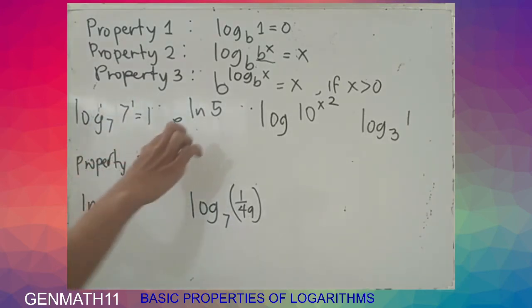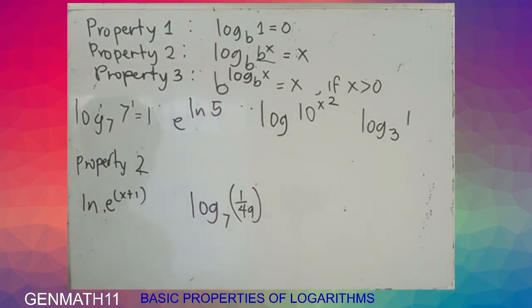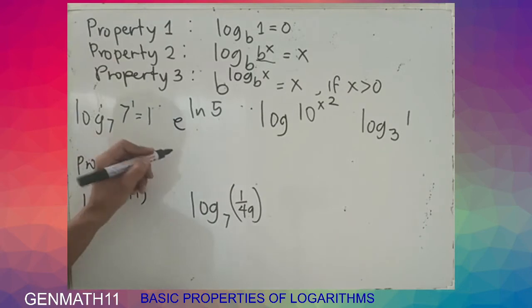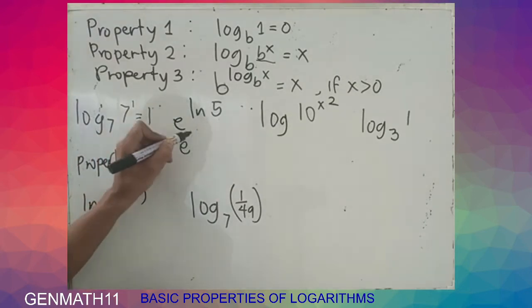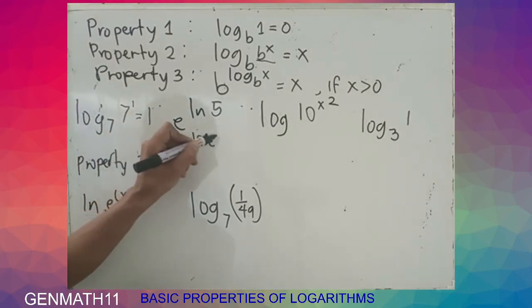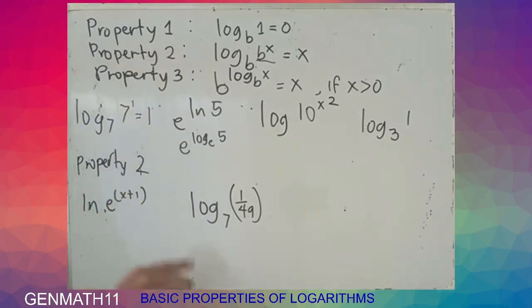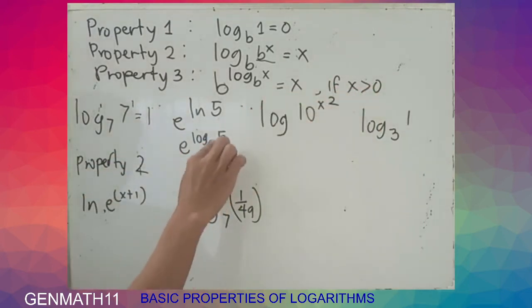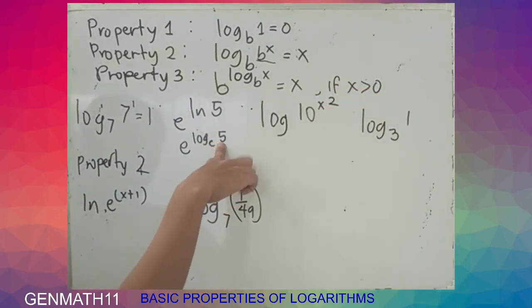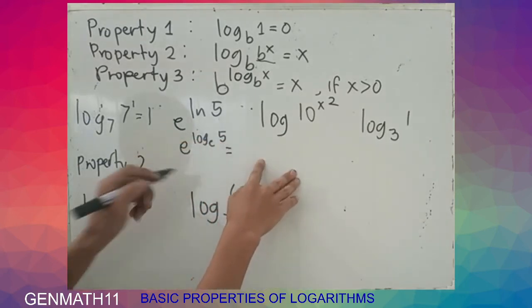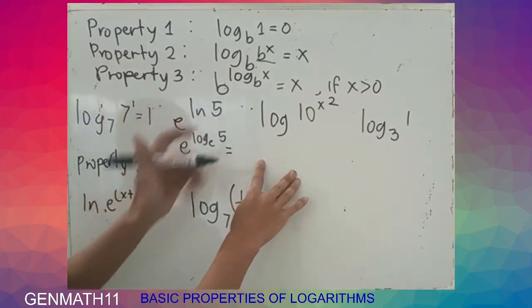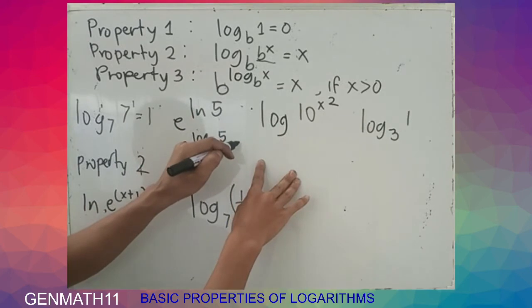Next, e raised to ln 5. Si ln 5, pwede natin siyang i-translate as logarithms. So, log e 5. Then, identify natin kung x is greater than 0 siya. So, si 5 is greater than 0. Therefore, the value of e raised to ln 5 is equals to 5.